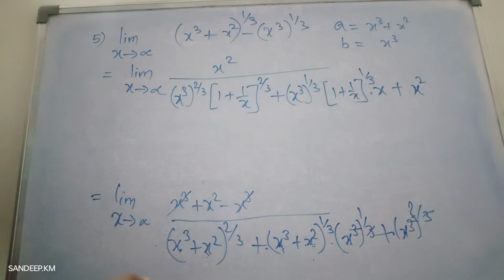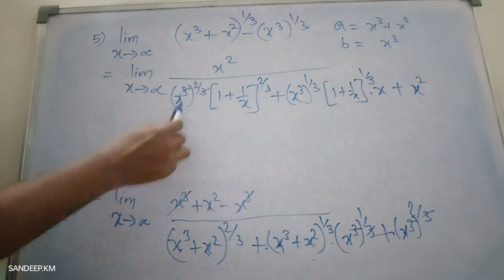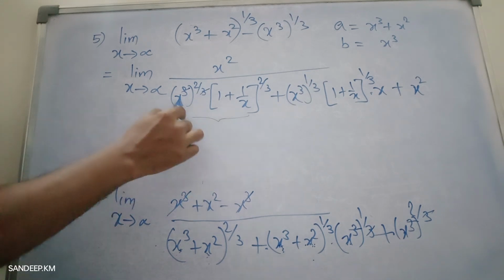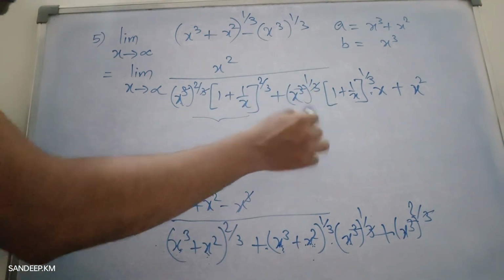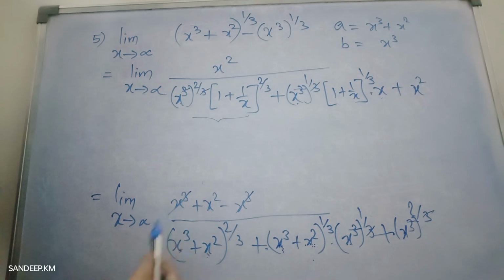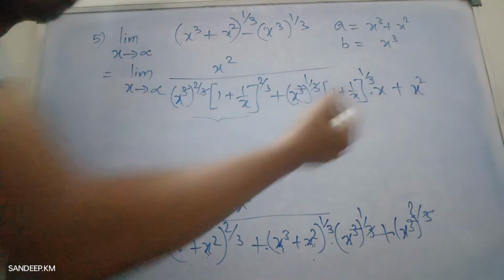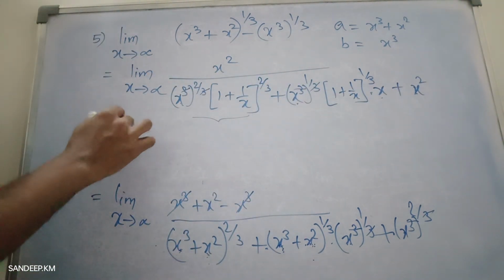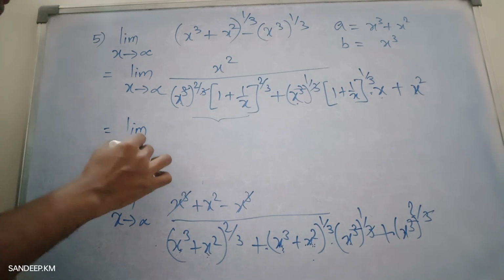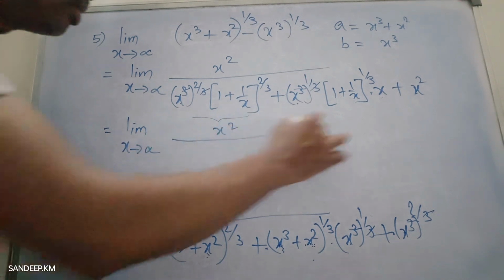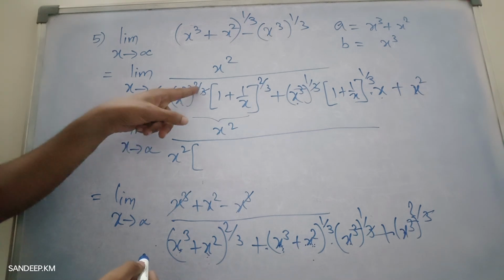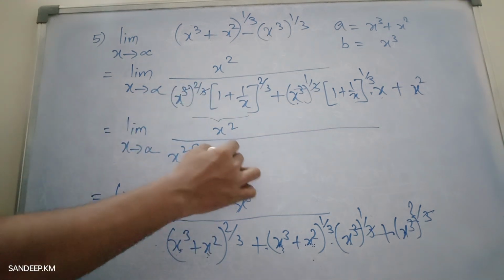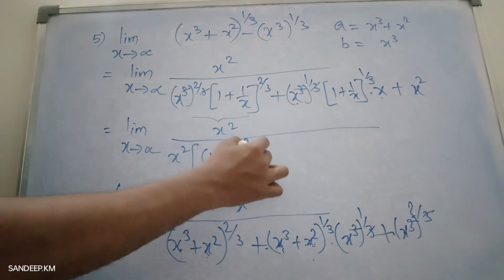And dear students, once again, what is this? Power 3 and by 3 cancels. In the first term, we have x square. In the second term also, we have x into x, which means x square. And in the third term also, we have x square. So dear students, let me take x square common in all the three terms of the denominator. X square went outside, only this is there: 1 plus 1 by x, power 2 by 3.